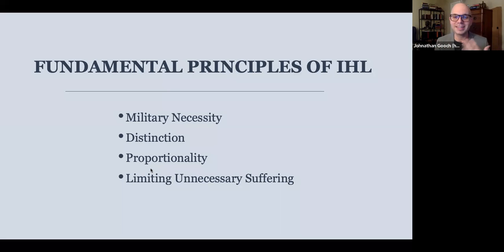And to a limited extent, that's probably somewhat oversimplified. There are certain situations when human rights law would apply even during warfare, but for the most part, international humanitarian law deals with war or with armed conflict, and international human rights law deals with peacetime and protecting people during peacetime. So these fundamental principles of international humanitarian law, it's important to note that they are not actual laws.